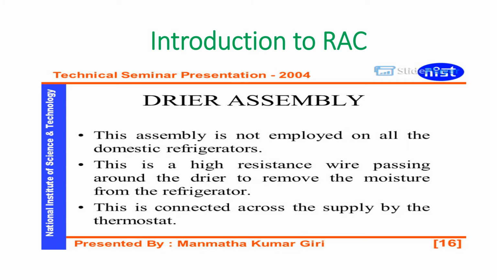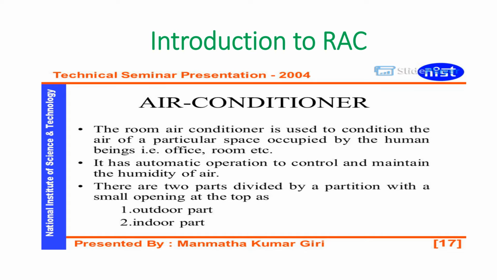Dryer assembly. This assembly is not employed on all the domestic refrigerators. This is a high-resistance wire passing around the dryer to remove the moisture from the refrigerator. This is connected across the supply by the thermostat. Air conditioner. The room air conditioner is used to condition the air of the particular space occupied by human beings, i.e. office, room etc. It has automatic operation to control and maintain the humidity of air.